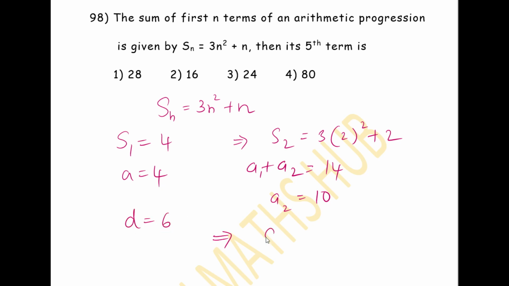Now the fifth term A5 equals A plus 4D. What is A? 4. 4 times D is what? 6. 6 fours are 24. 24 plus 4 is 28. Therefore, the fifth term is 28. Therefore, the correct answer is option 1.